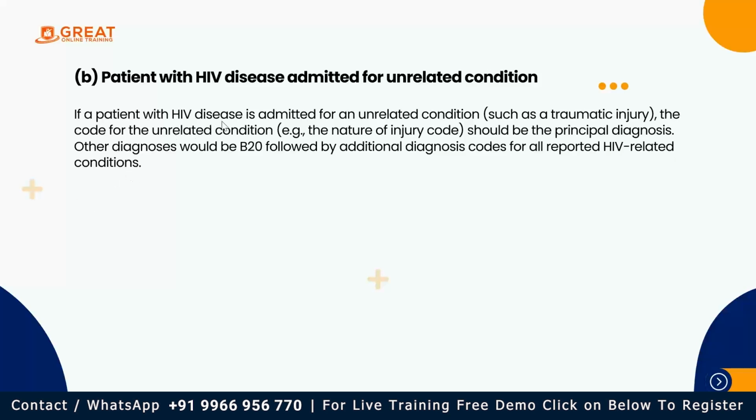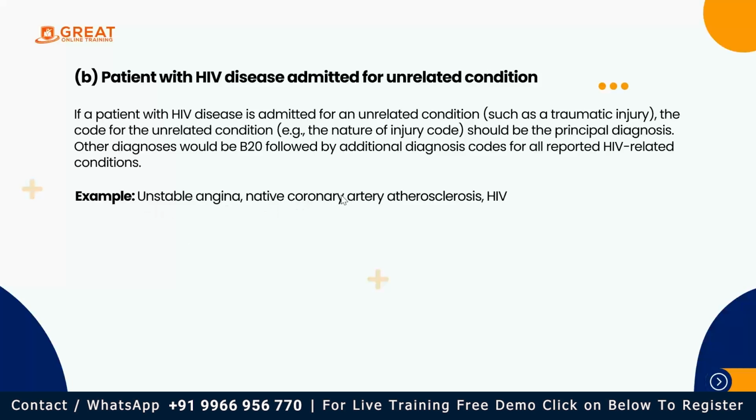It means if the patient has HIV disease, but currently is admitted for some unrelated condition like an injury, the injury is not caused because of HIV. Right? So in this case, we have to use the injury code first. After that, we have to code B20. Clear? This is one example.